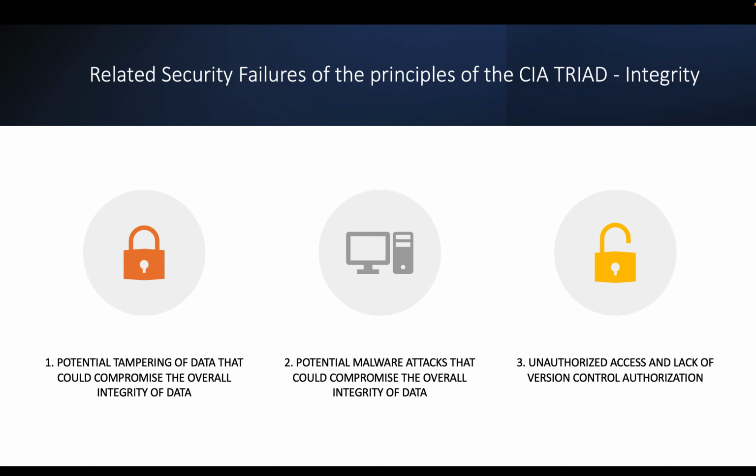So the next one is integrity in terms of the security failures. So as we know, we want to make sure that our data is safe. We also want to make sure that our data is accurate and correct. So some of the security failures which could occur within the integrity of the CIA triad, one is potential tampering of the data. This is very bad because if the overall data is compromised, it will definitely compromise just the whole integrity of the data itself. And you don't want that to happen because you want to make sure your data is secure and accurate.